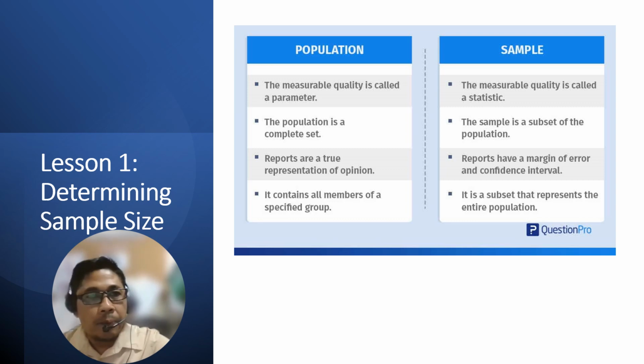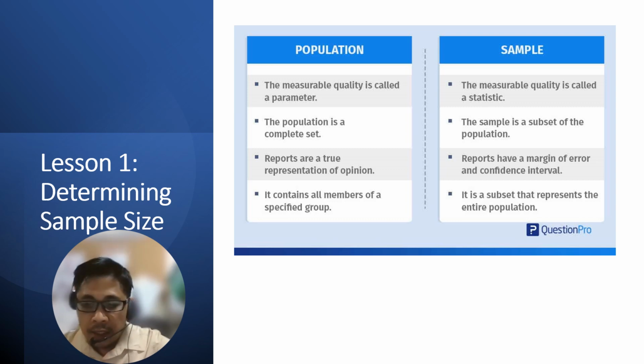Okay, so our first lesson is all about determining sample size. In research, it is somewhat expensive and time consuming if we will conduct our research, especially if it's a survey, on the population, because it would involve thousands of people. So given our limitations in time, in budget, and in manpower, we have to take a sample or a representative of the population. So we call it sample.